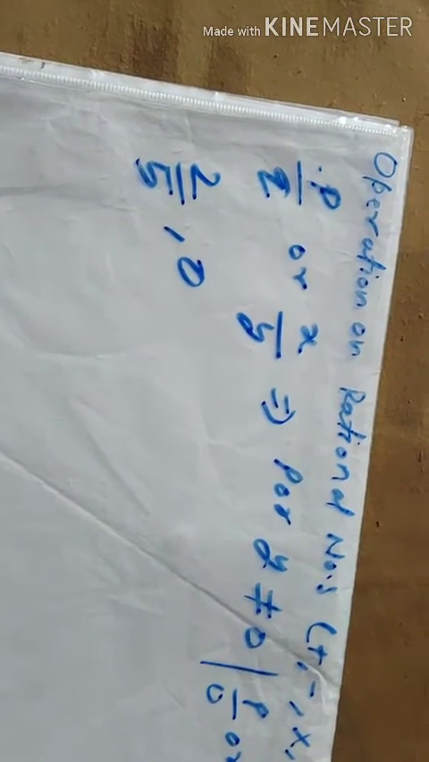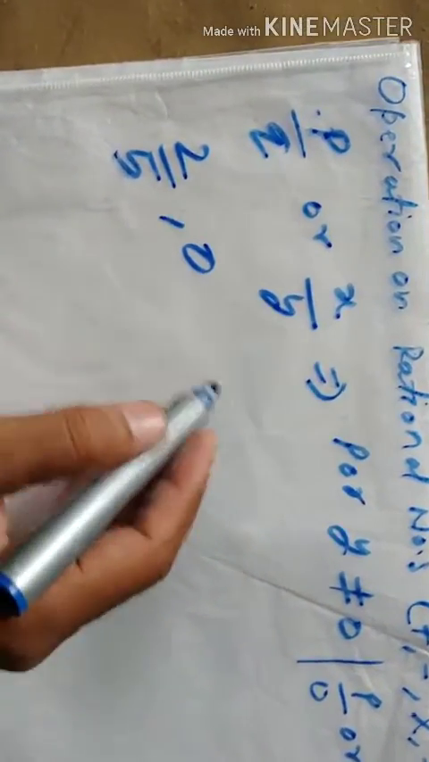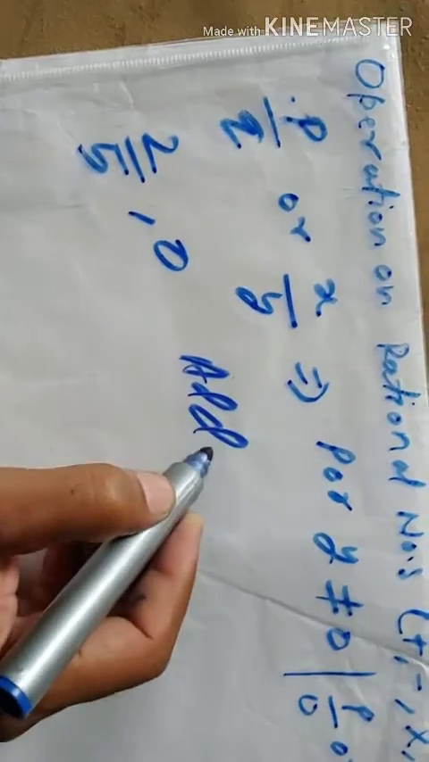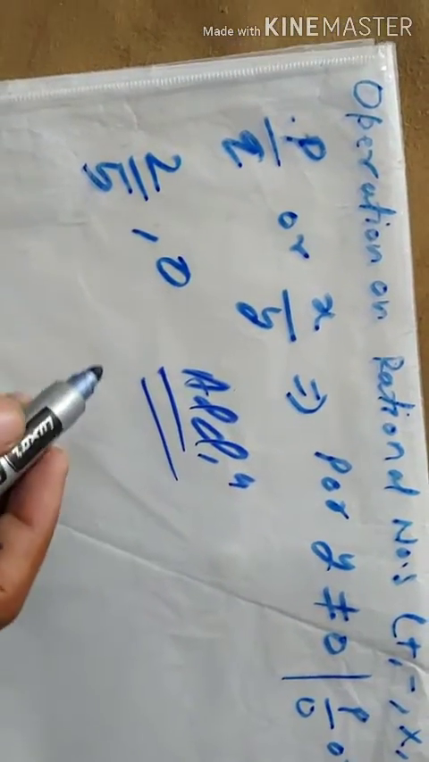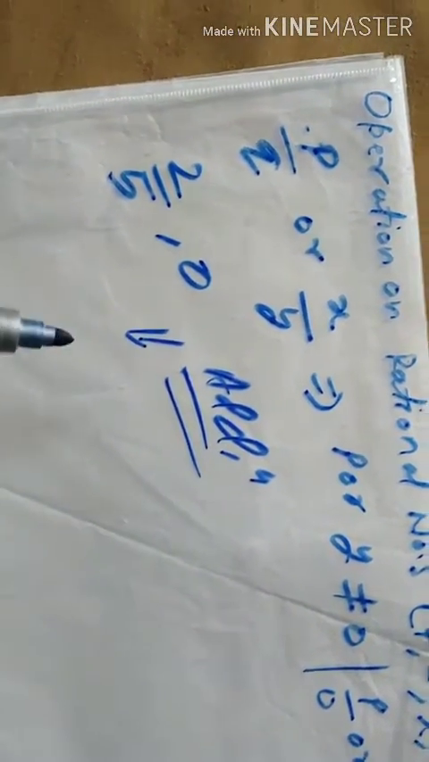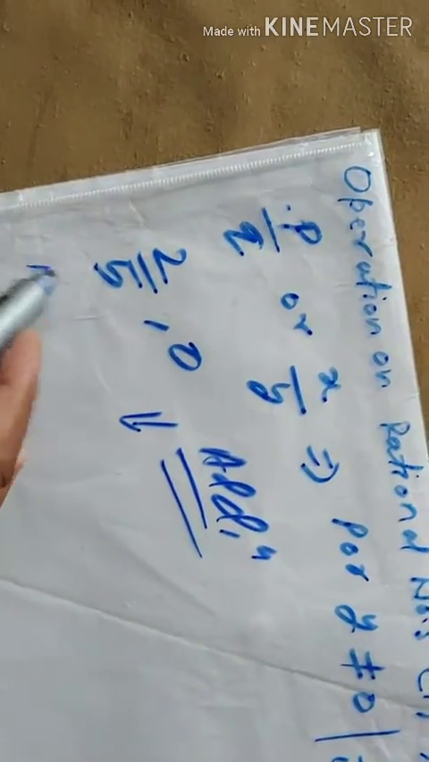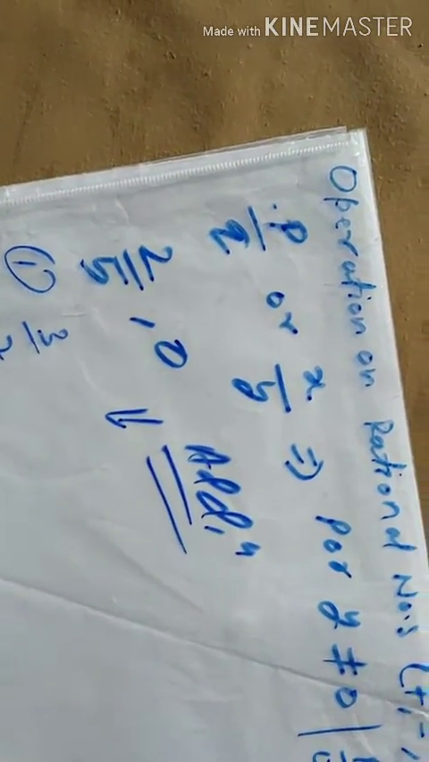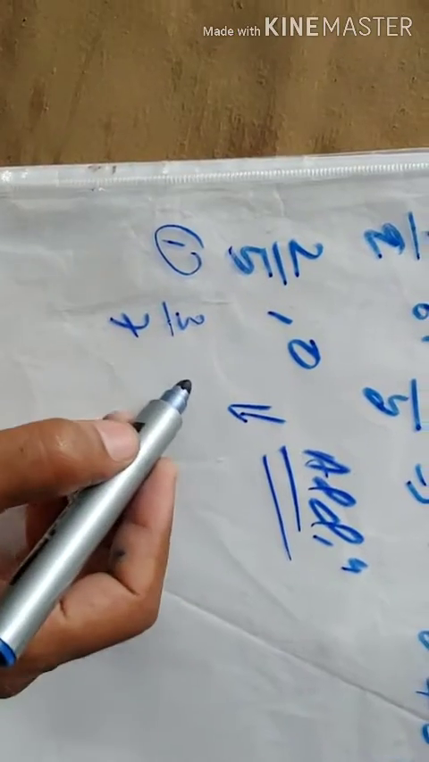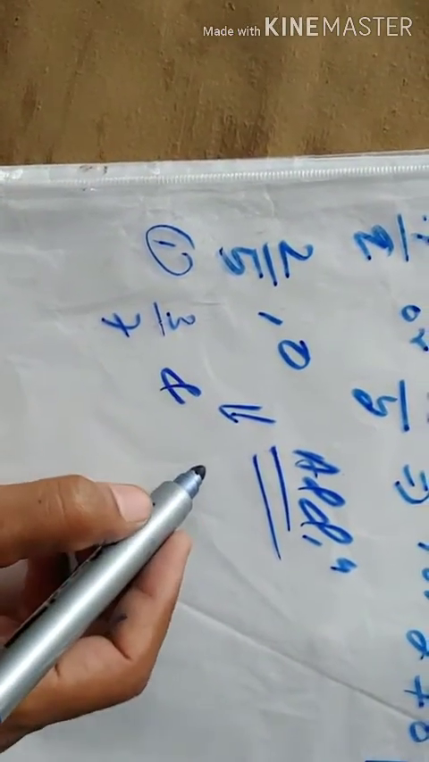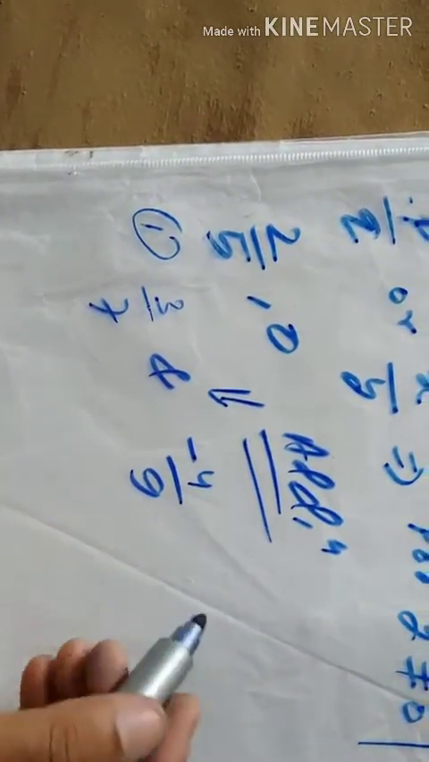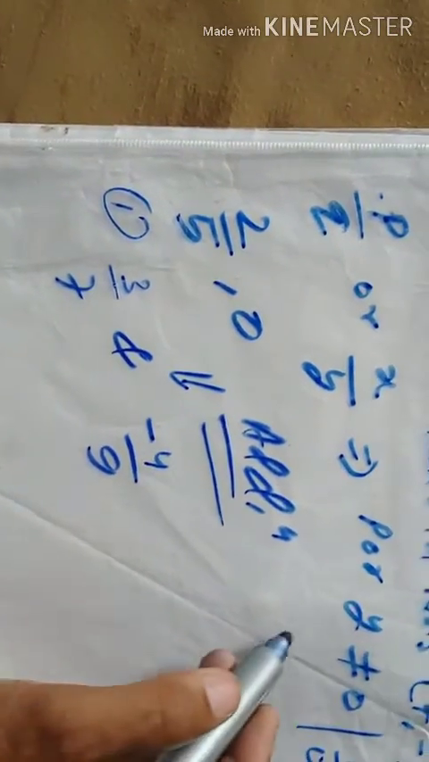So coming to the main point, addition of rational numbers, the addition case. Suppose we take an example, 3 upon 7 and minus 4 upon 9 will be added. Both will be added here.